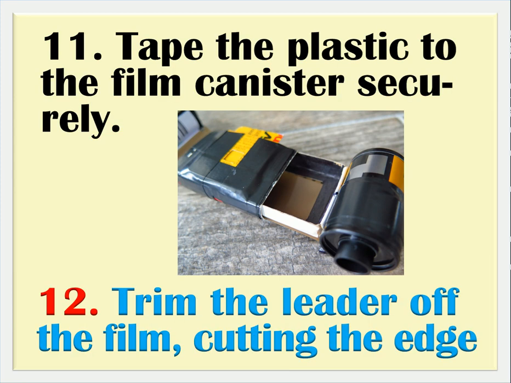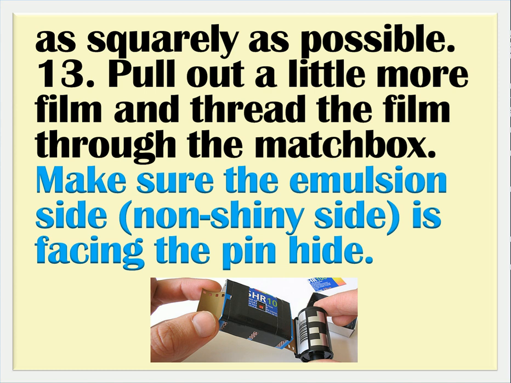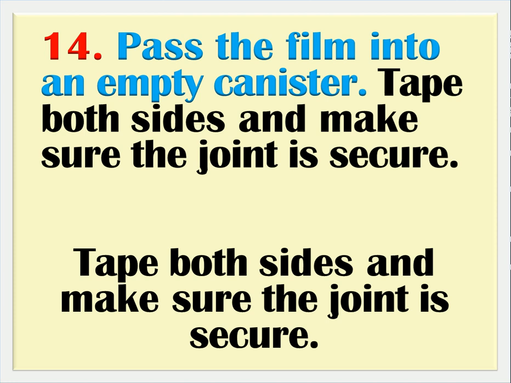12. Trim the leader off the film, cutting the edge as squarely as possible. 13. Pull out a little more film and thread the film through the matchbox. Make sure the emulsion side, the non-shiny side, is facing the pinhole. 14. Pass the film into an empty canister.